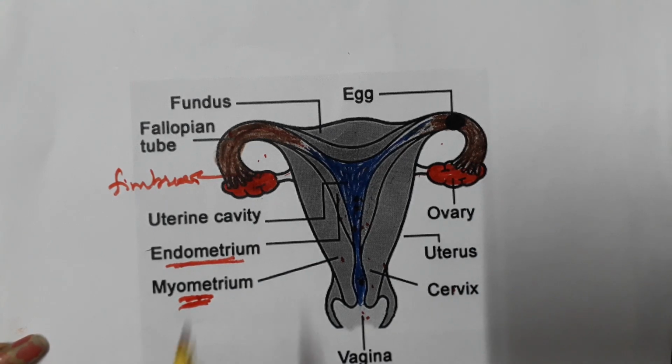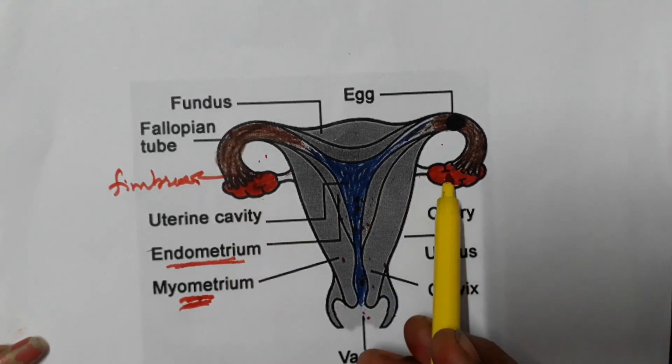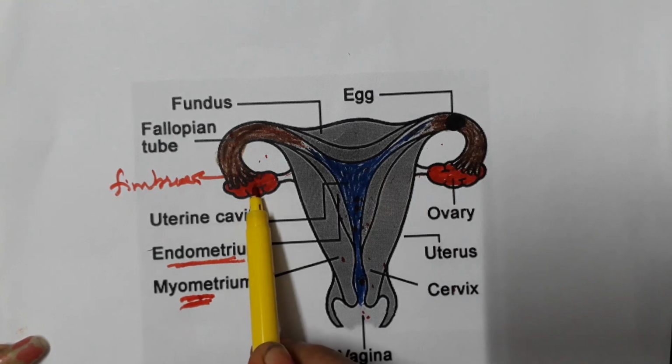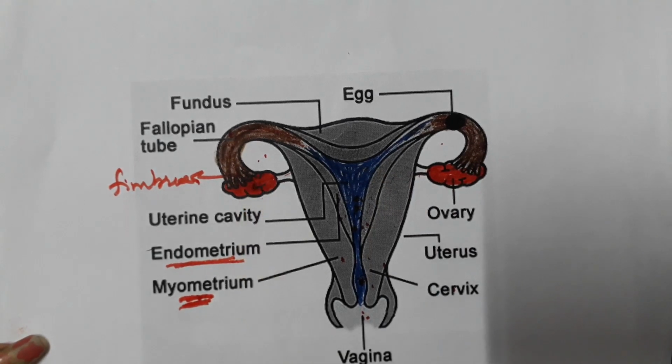So first part is the one pair of ovary. Function of ovary, that is formation of female gamete or egg. Second function, secretion of female sex hormone, that is estrogen and progesterone.